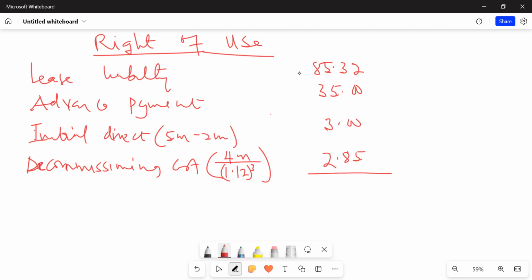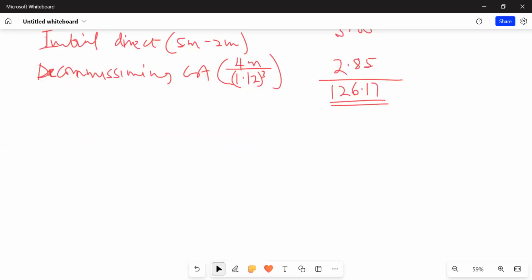Can we read it again? 126.17. Okay. So these are the initial figures that we have. How do we subsequently measure this? Okay, so the subsequent measurement, which is after this, what do we do?